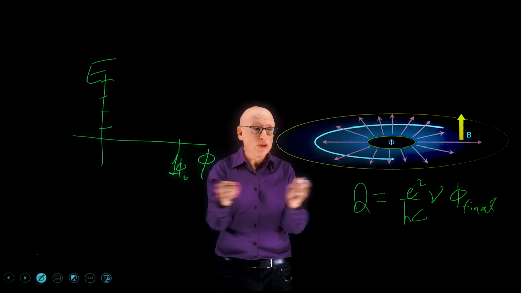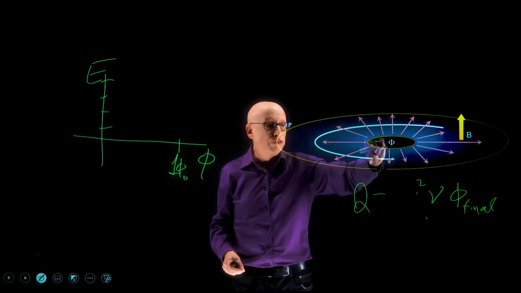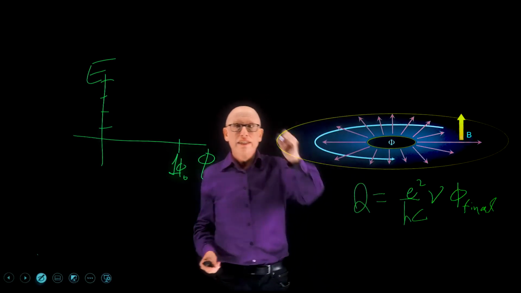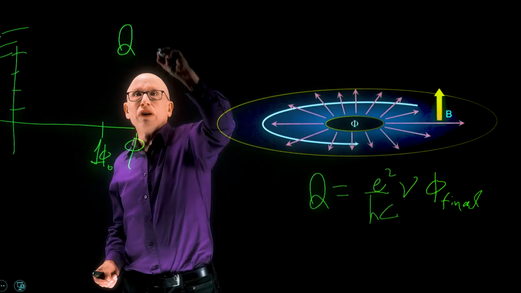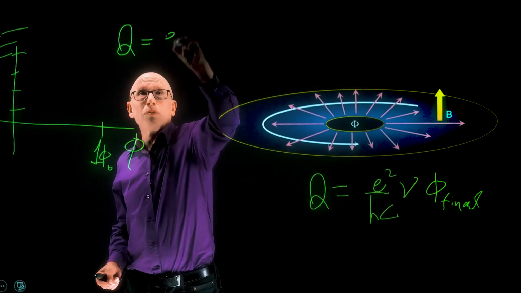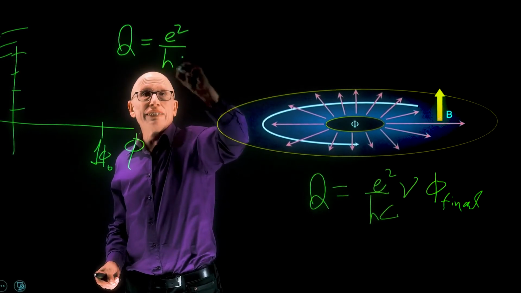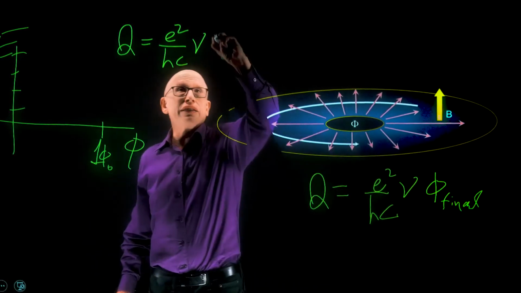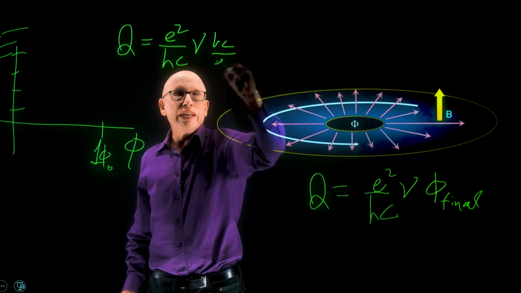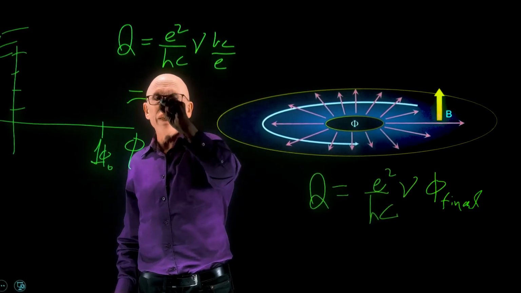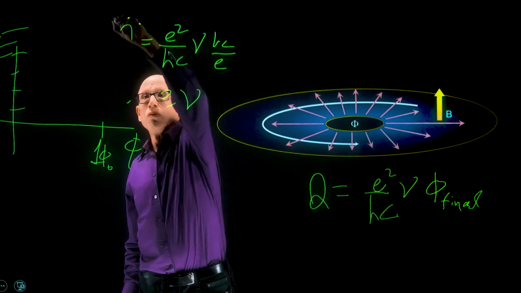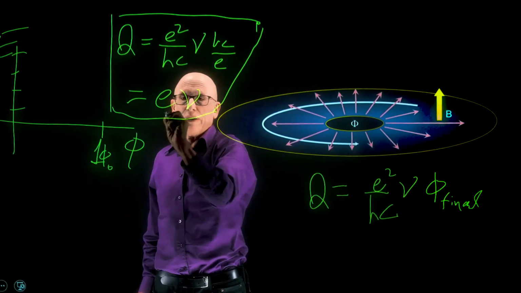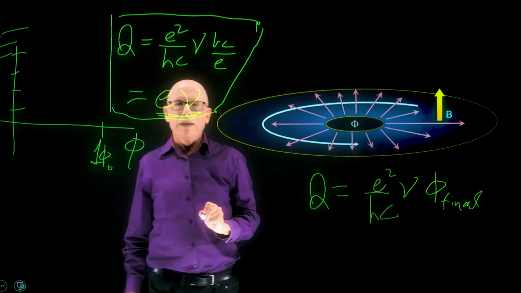Those two eigenstates are not the same because charge moved from the inside to the outside. How much charge moved? Let's see. Q for one flux quantum is going to be e squared over hc times nu times one flux quantum, namely times hc over e, which is nothing but e times nu, which is the fractional charge of the Laughlin quasiparticle, e times nu.